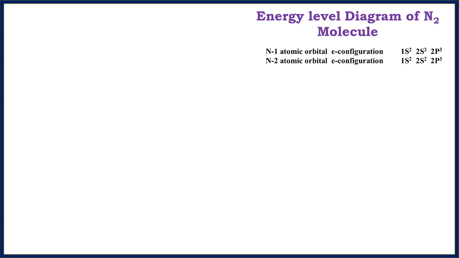According to molecular orbital theory, atomic orbitals will be overlapped and they form molecular orbitals. Here in this case, the 1s orbital of the first nitrogen will be overlapped with the 1s orbital of the second nitrogen, and the 2s orbital of the first nitrogen will be overlapped with the 2s orbital of the second nitrogen. In the same way, the 2p orbitals of the first nitrogen will be overlapped with the 2p orbitals of the second nitrogen. Now let us see the energy level diagram of the nitrogen molecule.